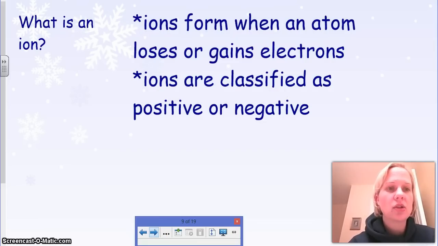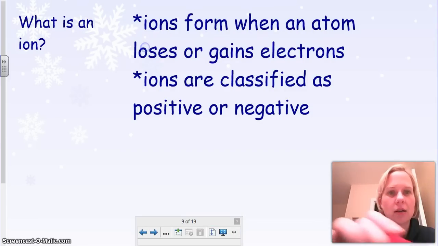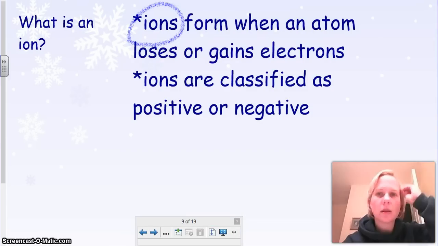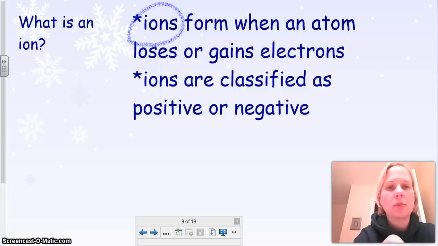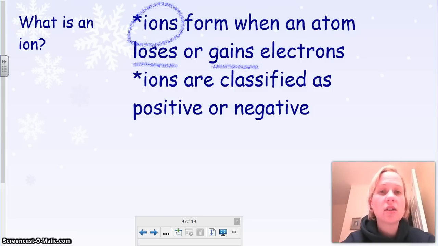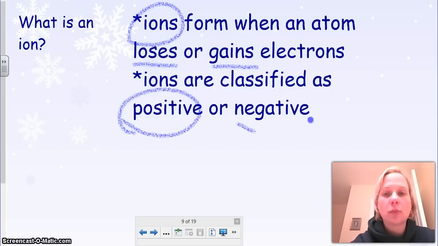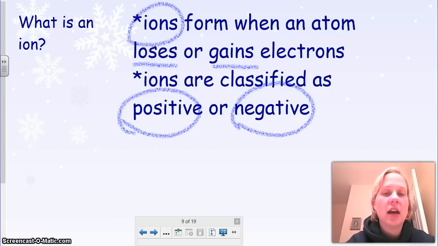All right, so first we have to start off with a term called ions. An ion is something that forms when an atom is able to lose or gain electrons. Most of the atoms in the periodic table are able to lose or gain electrons, and they're going to fall into two categories. They're either positive or negative ions, and that relates to whether they're losing or gaining. So for right now, just believe me when I say an ion forms when an atom is able to lose or gain an electron.